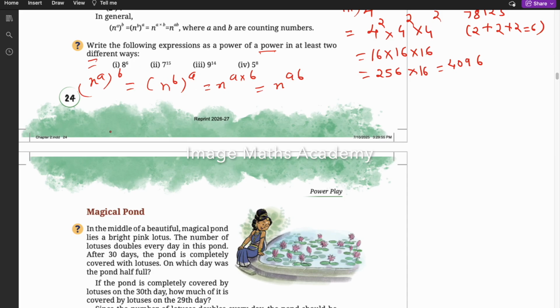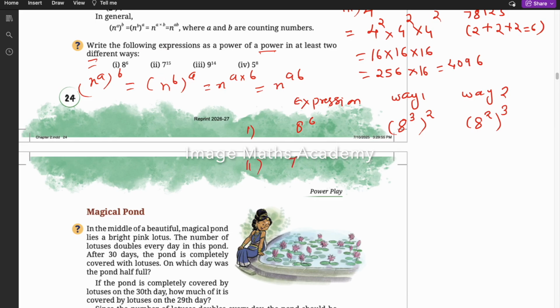All these are equal. Using the same we will write 8 to the power 6, ways में लिखना है expression, way 1, way 2. So first one, 8 to the power 6. So you can write this as 8 to the power 3, bracket के बाद power 2. 3 2s are 6. In the same way you can write this as 8 to the power 2 and bracket के बाद 3. 2 multiplied by 3 is 6, using the general expression.